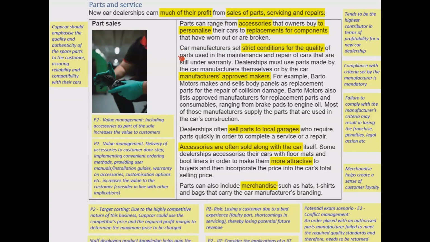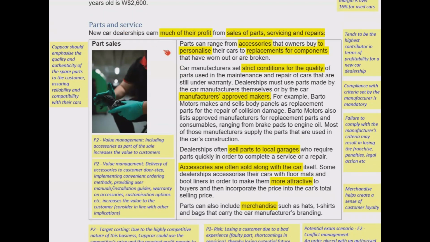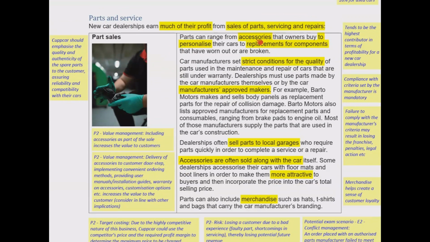So part sales are one thing that the dealership often does. The customer might want to buy accessories, and these can be a very high contributor of profits. So replacement for components that have worn out or are broken. I might go and get new mats. I've done that in the past. I might decide I'm going to upgrade my sound system in the car.